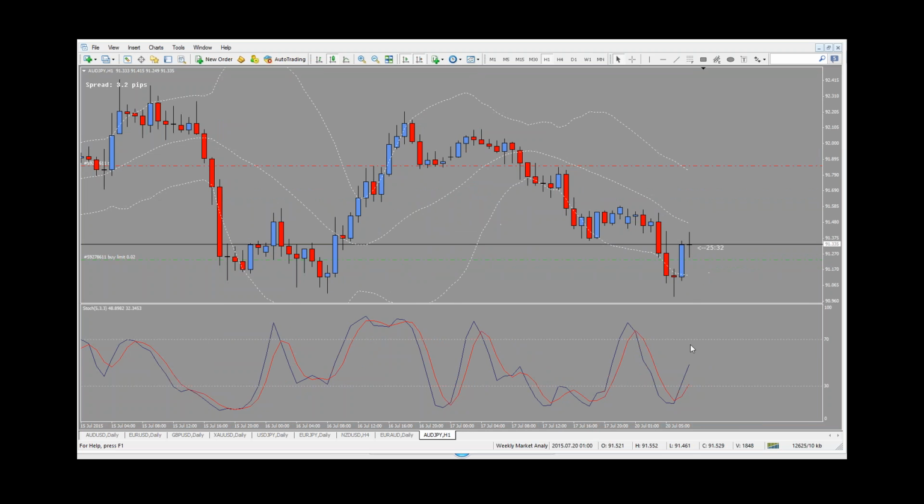The other one, let's have a look, Aussie yen. Here it is, similar. You can see this one here has crossed underneath, and there's my pending order, which is 10 pips below that. I've put an arbitrary T2 for now, and I'll monitor that and move it as I need to. Okay, there was a third one, the Euro Aussie.